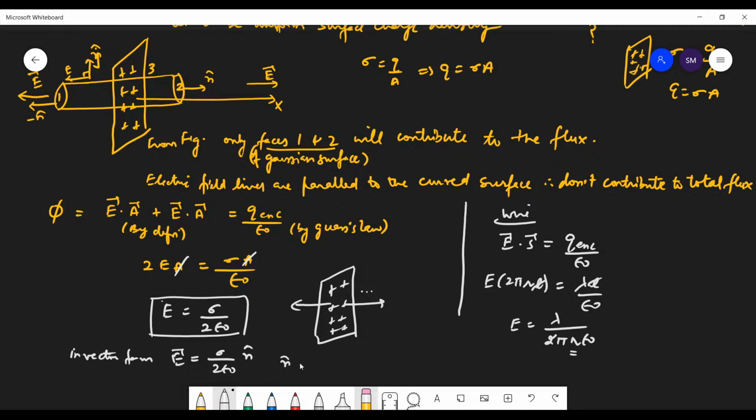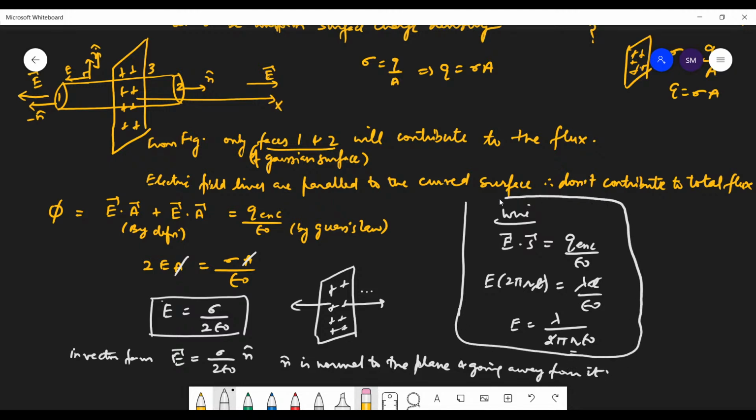What is n cap? N cap is normal to the plane. Obviously it is a unit vector, normal to the plane and going away from it. So this side also going away from it, this side also going away from it. I just wrote it for the case of uniformly charged wire. That was our case number 1, just to show the analogy. You are not going to write it in exams if this derivation comes. This is just for comparison. Okay.